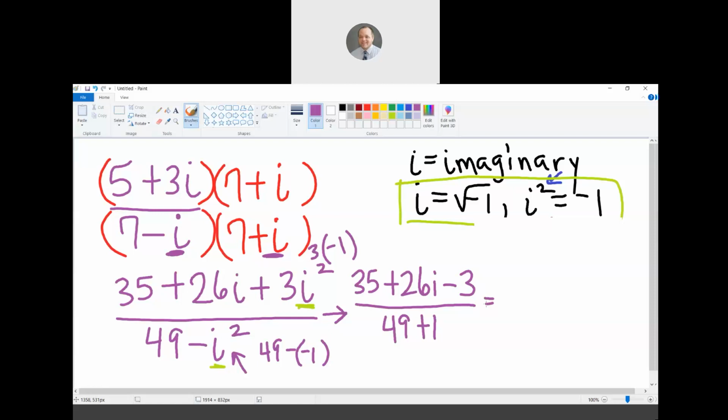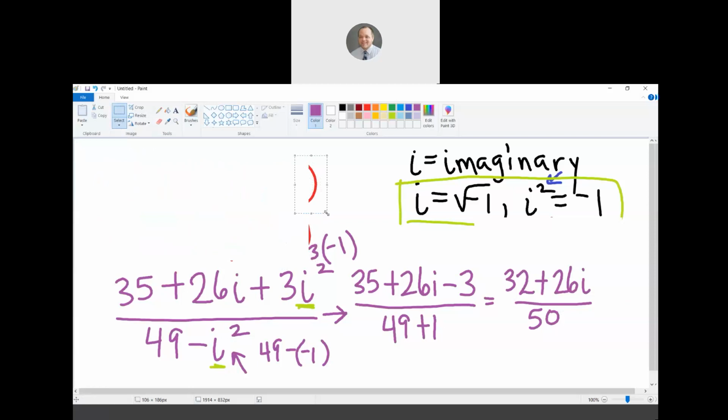So let's see what we have left. We have 32 plus 26i all over 50. Now, technically, that's not in lowest form, not really in standard form. Because the terms in our numerator have the same common denominator, 50, we can split our answer into two separate fractions.